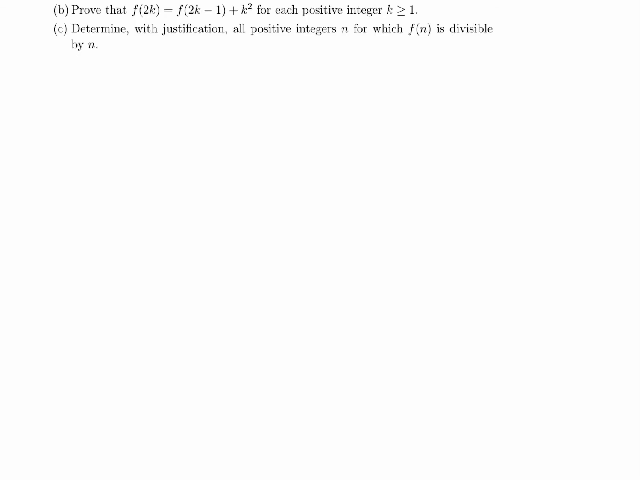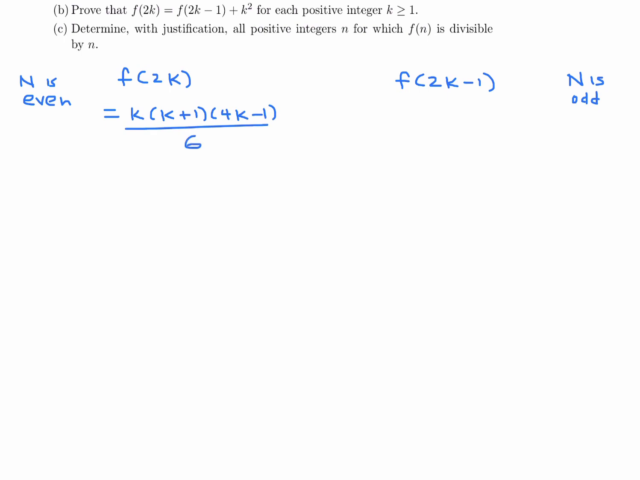Determine with justification all positive integers n for which f at n is divisible by n. As before, we have to look at this from two standpoints. The first is when we have f at 2k, and that means basically that n is an even number. And the second scenario is when we have f at 2k minus 1, so that basically means that n is odd. And for each of these, we have a formula. For f at 2k, we know that is equal to, as we figured out before, k times k plus 1 times 4k minus 1 all over 6. And f at 2k minus 1, we figured out earlier, was k times k minus 1, 4k plus 1 all over 6.